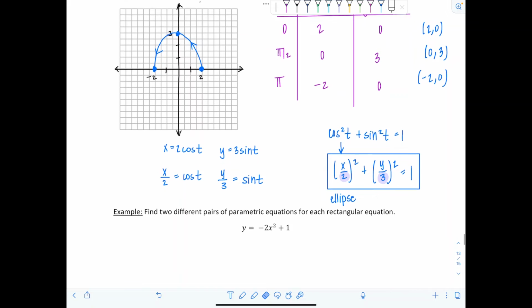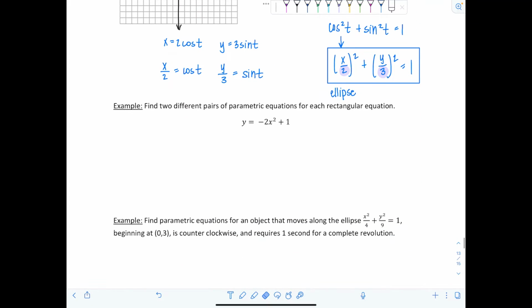Now, sometimes you're going to need to come up with parametric equations of your own, especially later on when you're in calculus. So find two different pairs of parametric equations for each rectangular equation. So they want us to come up with a possible combo for x and y that would give us this rectangular equation's graph. Okay, so one obvious choice is, it's kind of boring, but it works great. You just let x equal t, and you're just swapping out variables. Then y would be negative 2t squared plus 1.